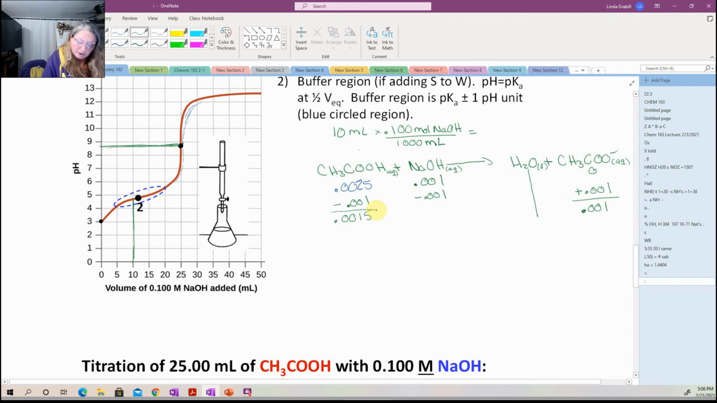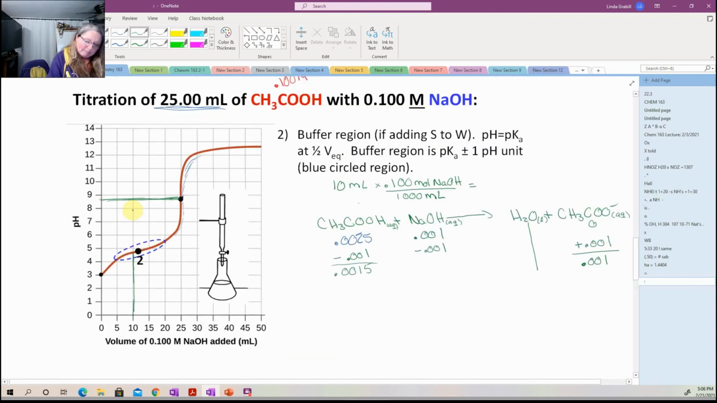What I would need to do is figure out what my total volume is. So I'd have my 25 mils plus my 10 mils to get my total volume, then change that into a concentration. But remember, I said with Henderson-Hasselbalch, those concentrations are going to cancel out. So we can jump right into it. Plus log of base over acid.